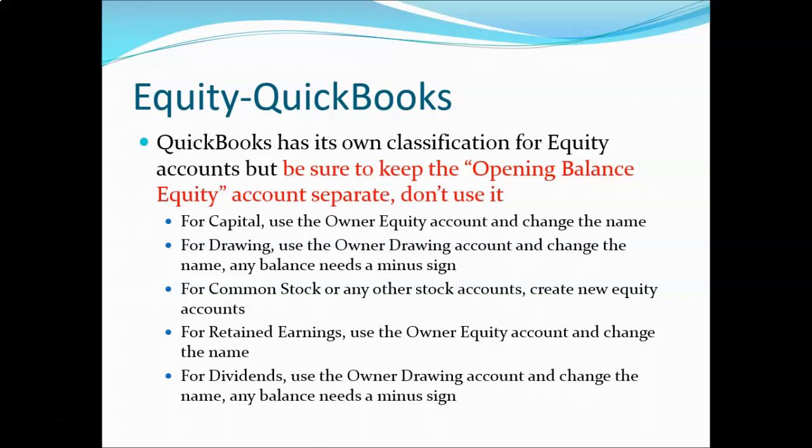For owner withdrawal account, QuickBooks has an account called owner drawing, and you'll click on that, you'll say edit account, you'll change it to the owner's initials, comma, drawing, okay? And if you have any balance, you need to make sure to put in the minus sign. Okay, for common stock accounts, you may need to create new accounts. Retained earnings, you'll use the owner equity, change the name to retained earnings. For dividends, you can use the owner drawing account, change the name to dividends, and remember to put a balance in as a minus sign, opening balance.